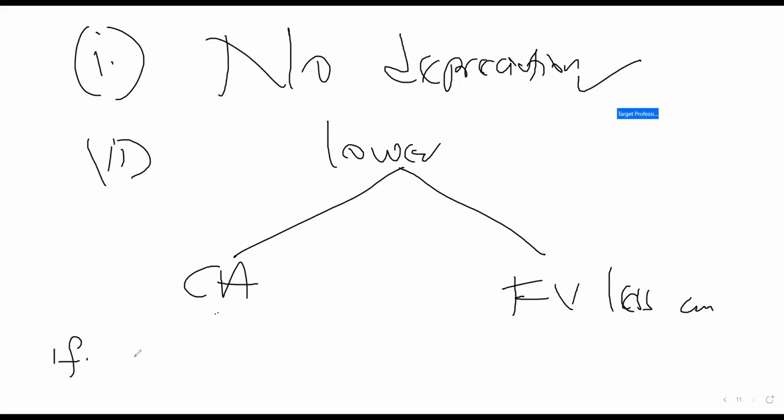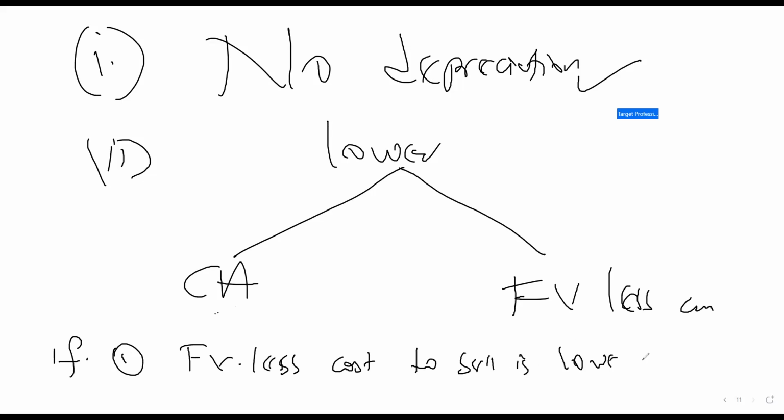Number 1, if the fair value less cost to sell is lower, again, further impairment is recorded. Further what? Impairment is recorded. The difference is the impairment. What's the other way around? I'm about to make my last statement.